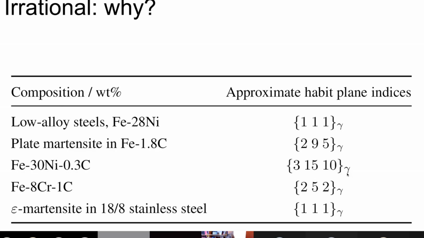integers. So whatever theory we have, it has to explain why we have these very peculiar, approximate indices for habit planes, whereas when we get slip, it happens on close-packed planes and close-packed directions and so forth. But martensitic transformation, with some exceptions, okay, happens on irrational habit plane indices. The exception we'll deal with in the second lecture. So I'm just posing questions at the moment. We will solve them later.